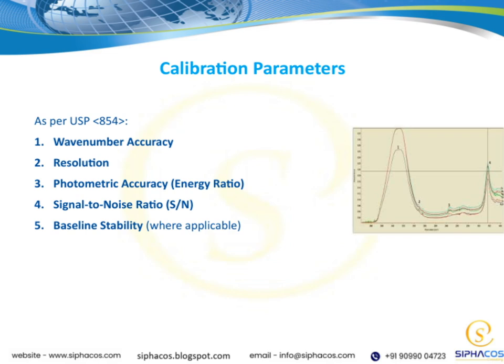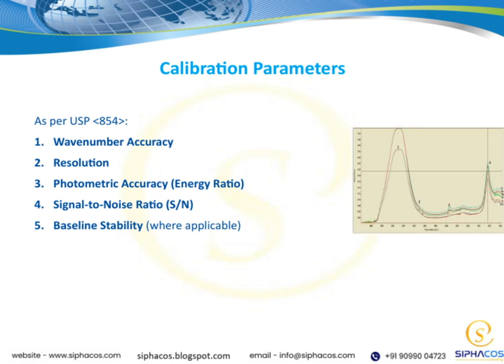Then, there's photometric accuracy, or what we call the energy ratio. This measures how accurately our instrument records the intensity of the spectral signals, which is crucial for quantitative analysis. We also need to consider the signal-to-noise ratio, or S/N. This tells us how clearly our signal stands out against the background noise, impacting the sensitivity of our measurements.